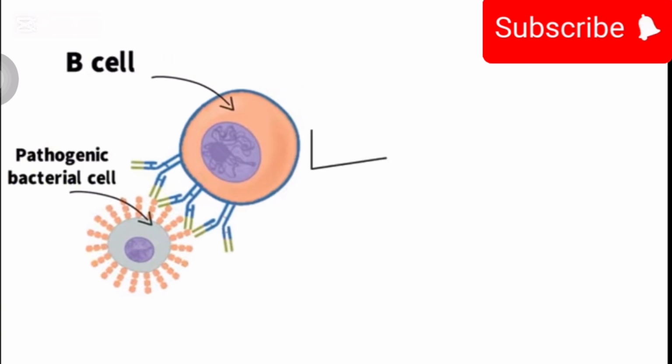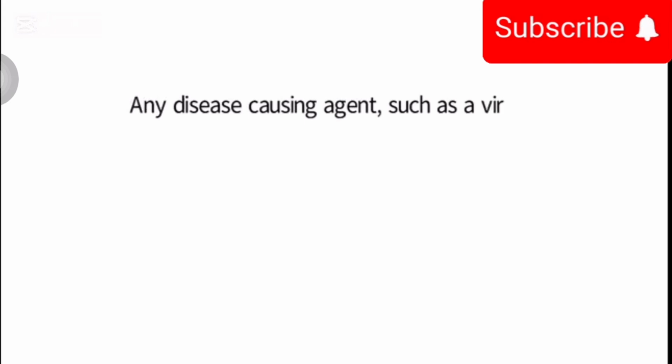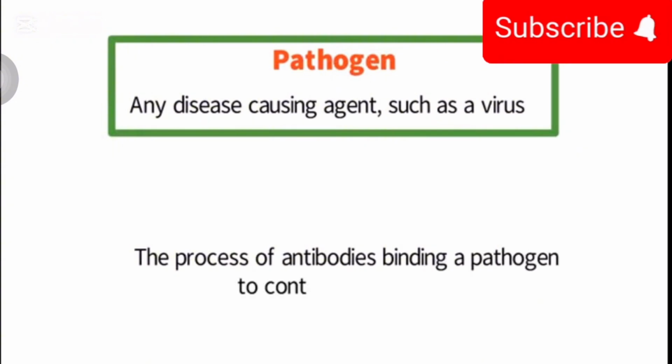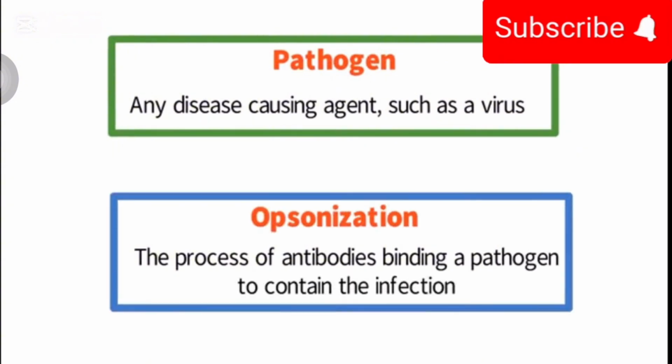The antibodies block the bacteria from growing colonies, and in the case of viruses, the antibodies bind to the viruses and prevent the viruses from infecting cells. Any disease-causing agent, such as a virus, can be referred to as a pathogen. The process of antibodies binding a pathogen to contain the infection is known as opsonization.